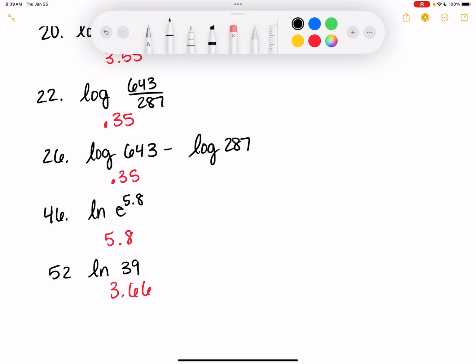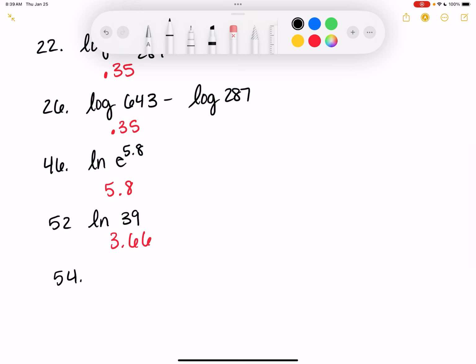Let's see, 54. ln of 0.0077. Same thing. And this one ends up being negative 4.87 when it's rounded.